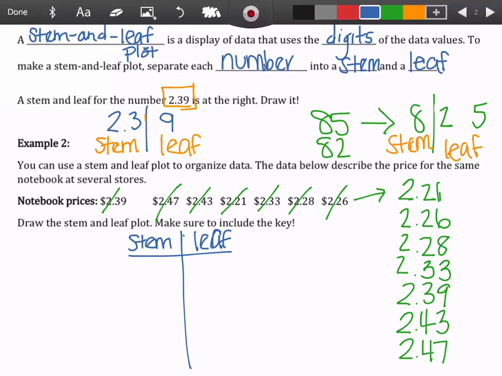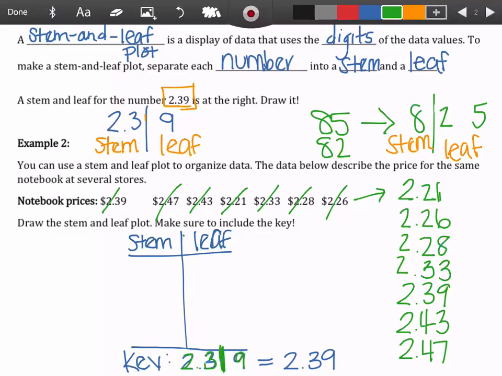We need to make sure that if somebody was reading this data, they would understand what our key is, what our actual stem and leaf plot is. So our key, we're going to put underneath the stem and leaf plot. And our key is going to be that 2.3 line 9 is equal to 2.39. So that shows us our key. That shows somebody else reading this.